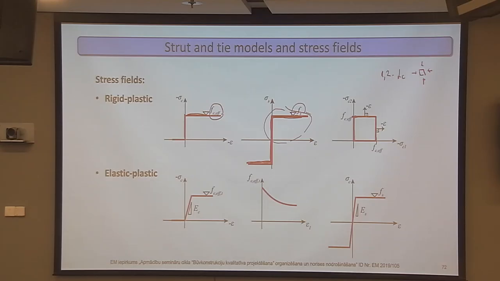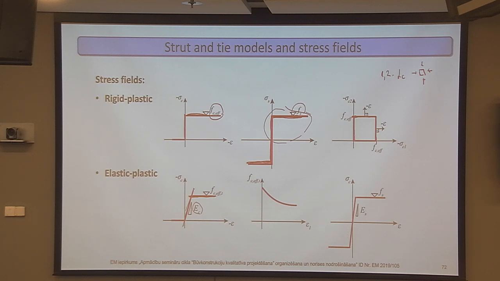Then elastic plastic stress fields, which I will also show results of. There we calculate the stresses in concrete assuming linear elastic behavior until yielding. So this one will be the same as for rigid plastic, but in the elastic phase we consider the extra stiffness. So with elastic plastic stress fields we cannot have discontinuity lines. There we must respect the compatibility conditions as well.